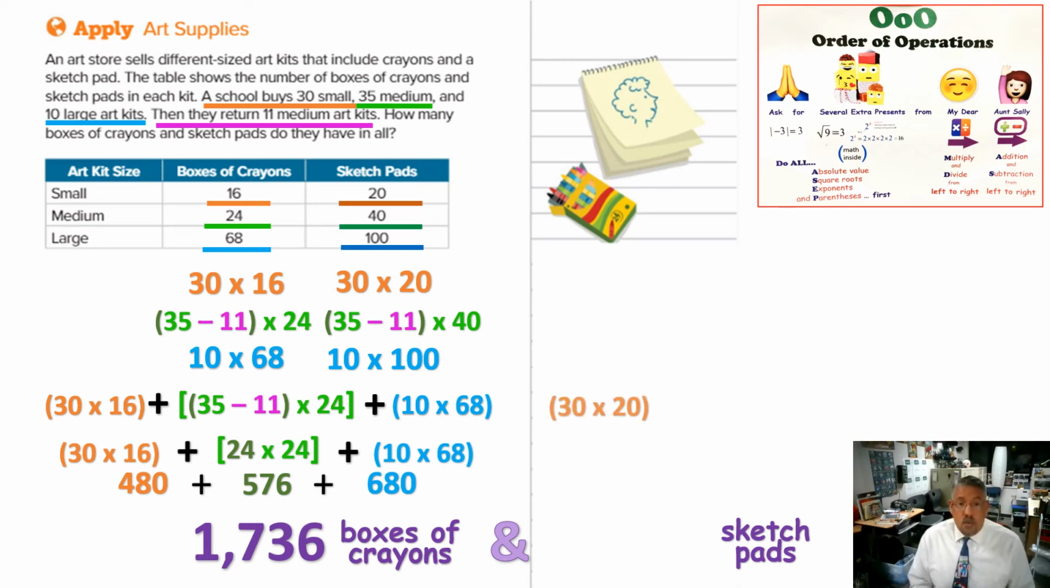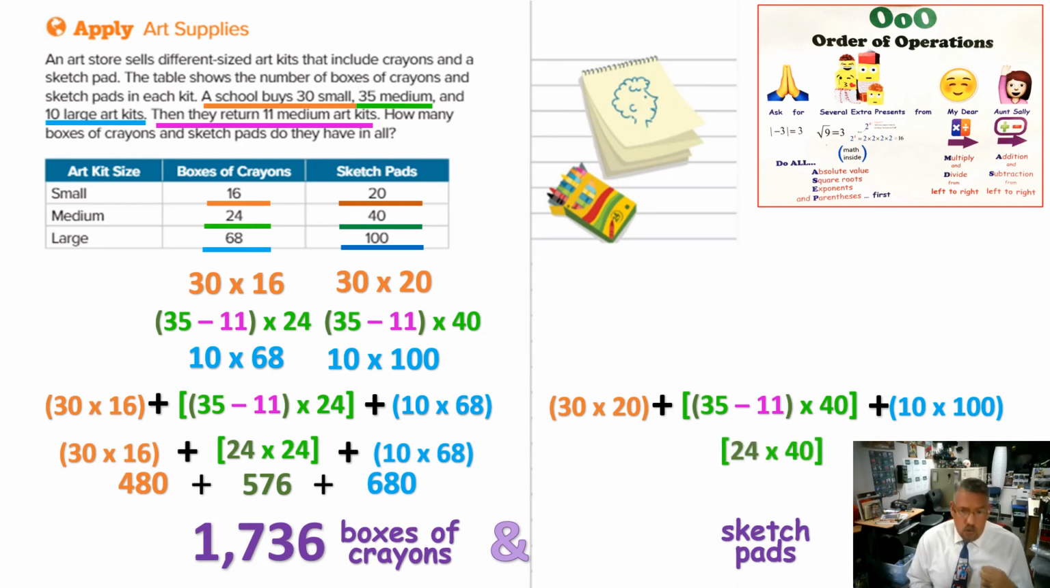So if I look at the sketch pads, then I know I'm going to start all over again. I'm going to do the 30 times the 20. And then I had the 35 minus 11 times 40. And then I have 10 times 100. Once again, my video is going to be in the way, so I apologize, but you should be able to follow along. When I do the center part and I do the parentheses first inside the brackets, I end up with 24 times 40. And then I can do my multiplication from left to right to bring everything else down. And 30 times 20 is 600.